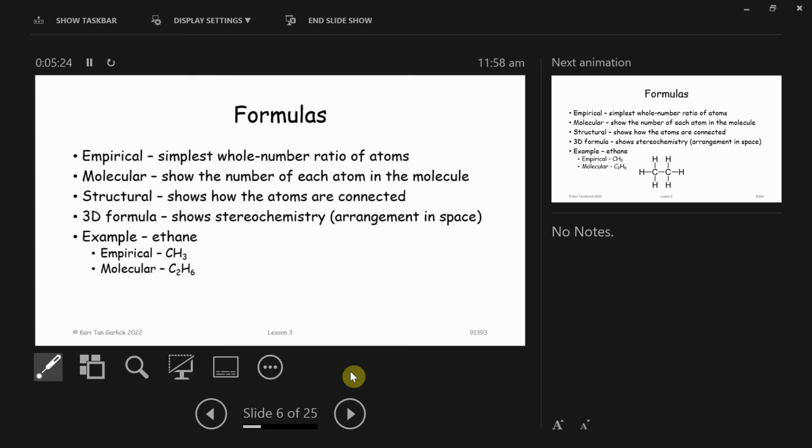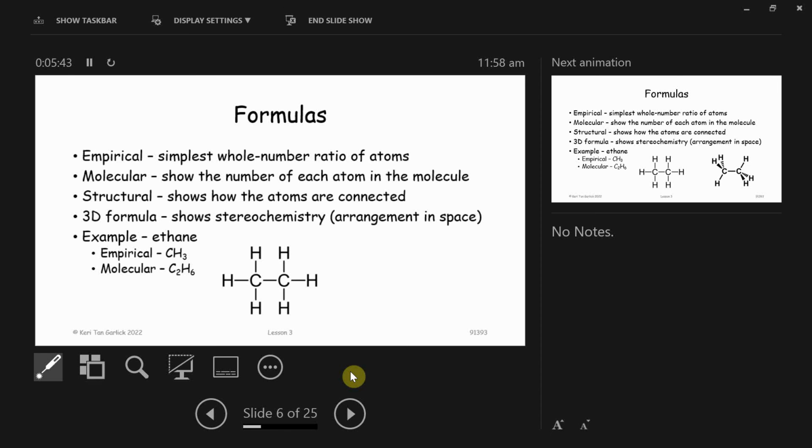Molecular is the full formula. Empirical is a simplified version. I totally read that wrong. So in this case, with this example with ethane, the full molecular formula is saying two carbons and six hydrogens, but I could simplify that ratio and say 1 to 3.